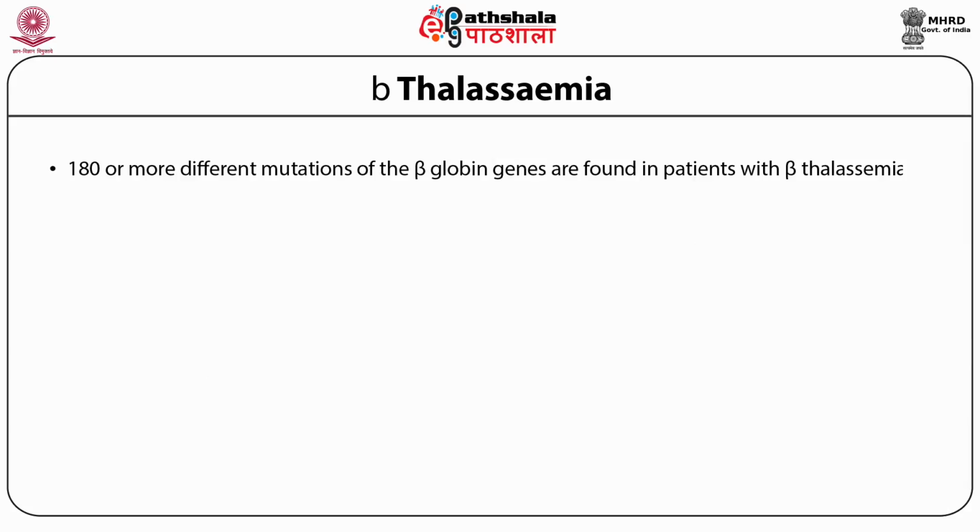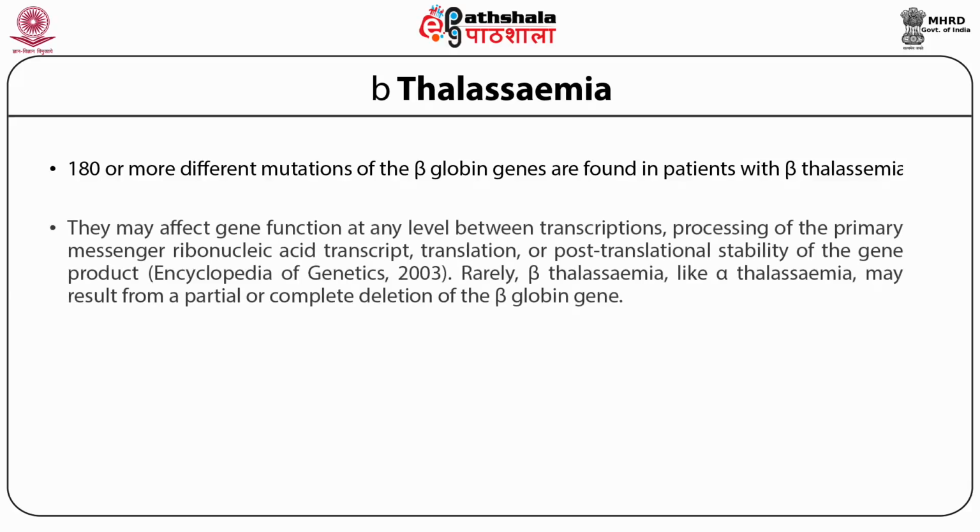180 or more different mutations of the beta globin genes are found in patients with beta thalassemia. They may affect gene function at any level between transcription, processing of the primary messenger ribonucleic acid transcript, translation, or post-translational stability of the gene product. Rarely, beta thalassemia, like alpha thalassemia, may result from a partial or complete deletion of the beta globin genes.